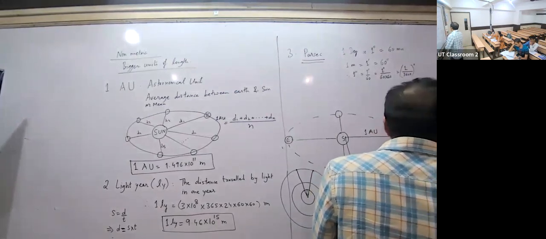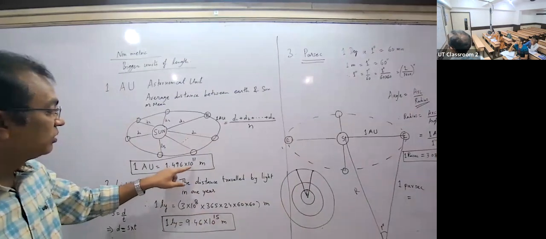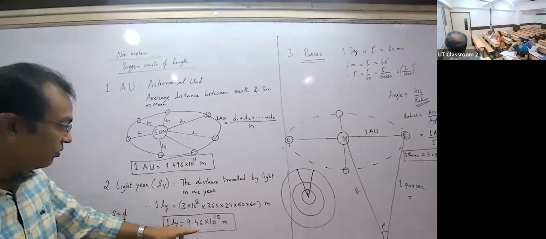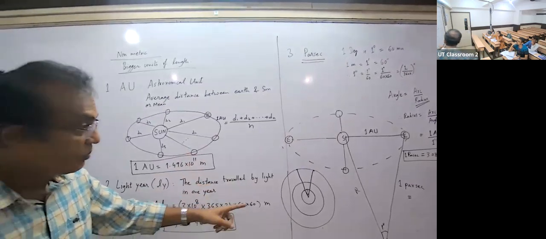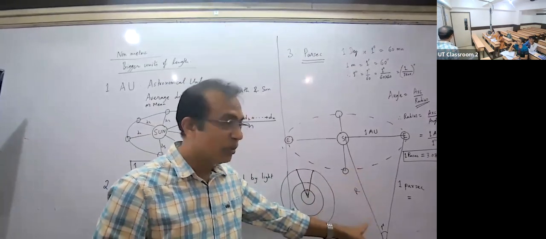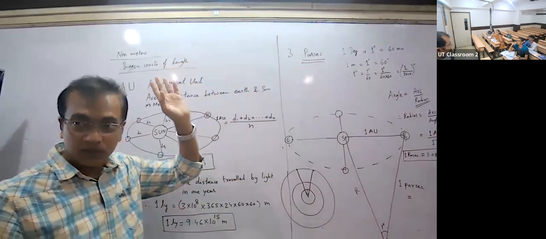So is it a bigger unit, bigger length? Astronomical unit was only of the order of 10 raised to 11. Then light year was even bigger, the distance traveled by light in 1 year. Parsec is even bigger. Justified, because if you have to get a very small angle, it will only happen at a very far away distance.